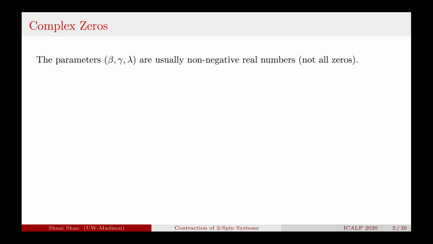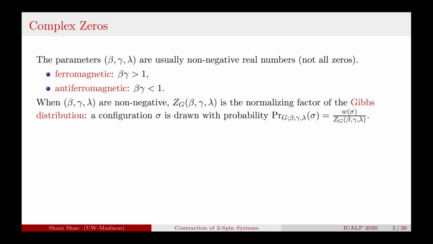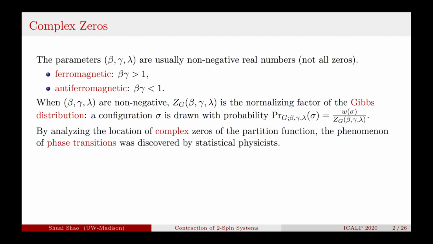While in classical physics, these parameters are usually non-negative real numbers, and we assume that they are not all zeros. And such two-spin systems are divided into two cases, the ferromagnetic case and the antiferromagnetic case. And when these parameters are non-negative, the partition function is also non-negative, actually it's non-zero and it's positive. And then it's the normalizing factor of the Gibbs distribution. It's a distribution where a configuration is drawn with probability proportional to its weight. However, it's meaningful to consider complex parameters.